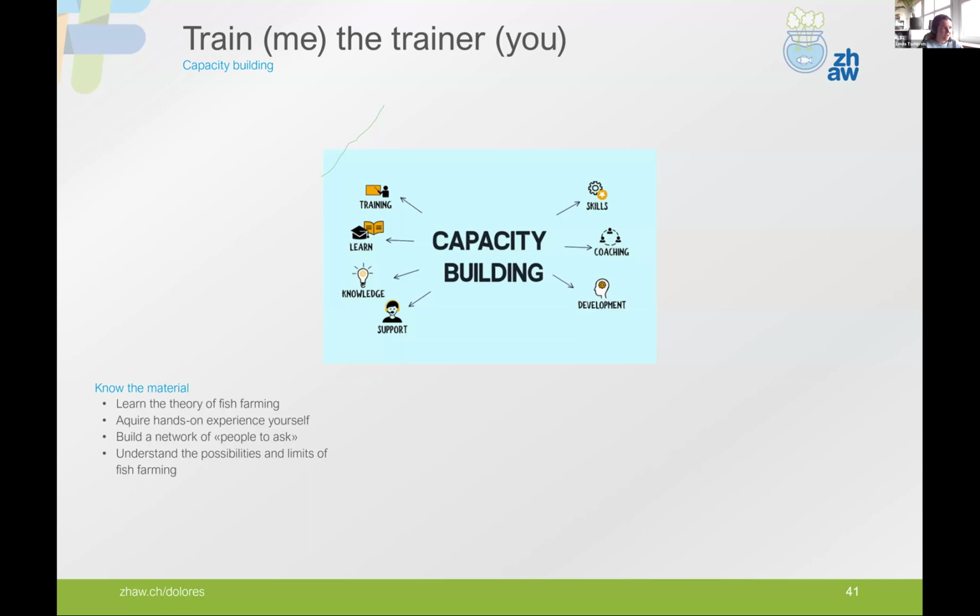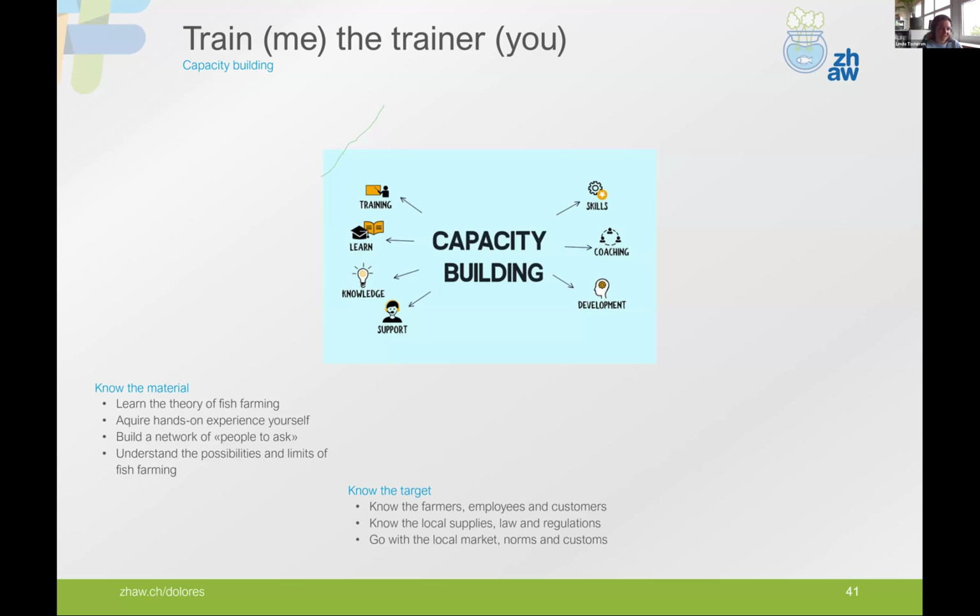Build yourself a network of people that you can go ask. I am a fish person and I'm not a plant person. Every time somebody asks me about, as we just had, plants in aquaponics, I go and ask someone who will have an answer for me. Build your own network of people that you know can answer the questions that you have. And understand that there are a lot of possibilities of aquaculture and aquaponics and hydroponics, but there are also limits. And it's important to know the limits and when a system is not suitable for a situation or for an area.